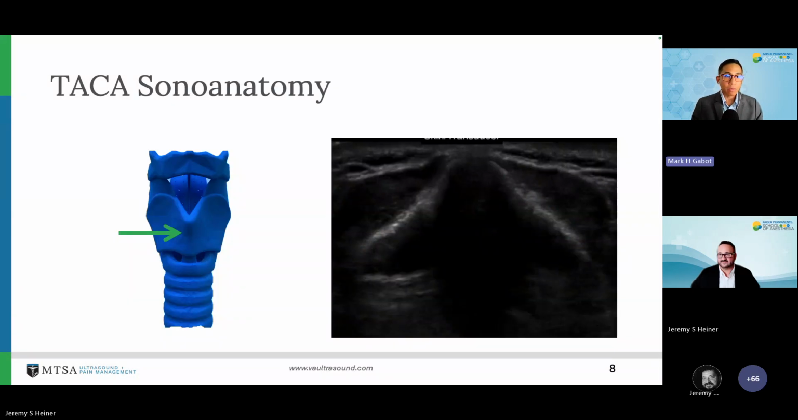So now let's take a look at some sonoanatomy. More specifically here, we're going to look at the actual thyroid cartilage. Now, if you look at the ultrasound image on the right, the thyroid appears as an inverted V. Some texts may call this the shield sign because it almost resembles that of a knight's shield. This characteristic shape makes the thyroid cartilage one of the easiest landmarks to remember.